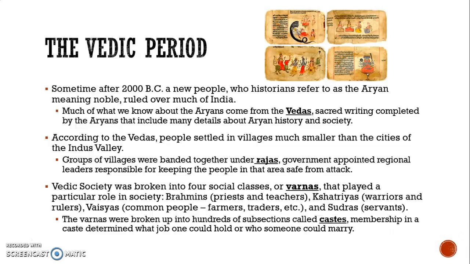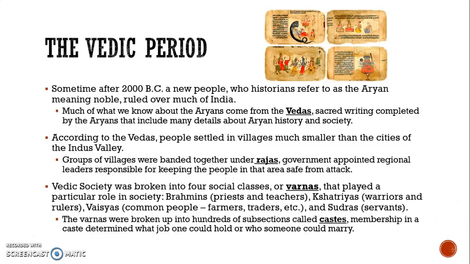A lot of what we know about the Aryans came from the Vedas, a sacred writing that was completed by the Aryans and included a lot of details about Aryan society and history. According to the Vedas, the people settled in villages that were smaller than the cities of the Indus Valley. The groups of villages were banded together under rajas, or government-appointed leaders, who kept the people safe from attack and also kept everything in order.